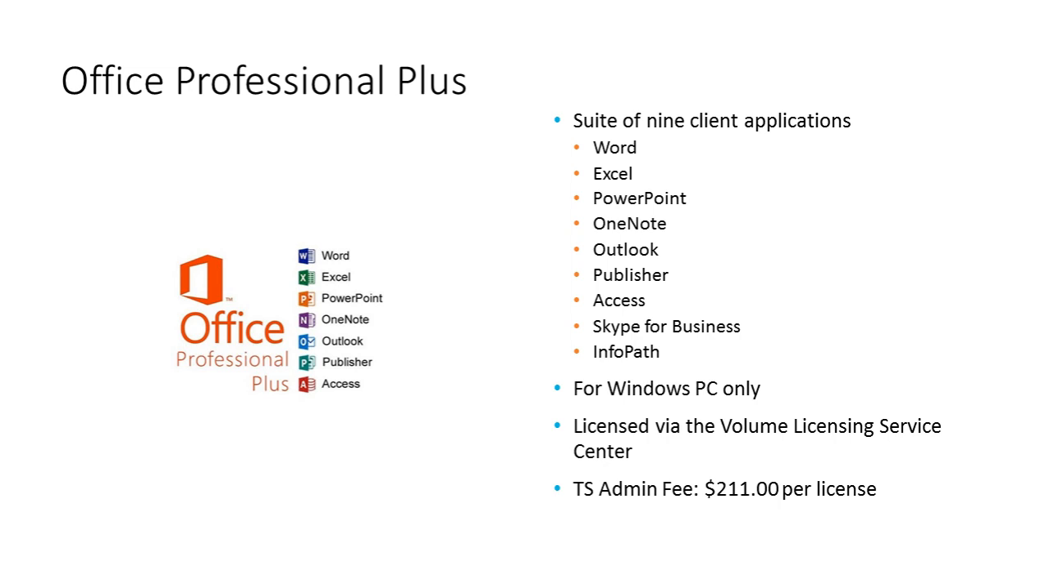The Office Professional Plus has exactly the same applications as the Office Standard, with the addition of 2 different applications: Skype for Business and InfoPath. And these licenses are only for Windows PC, and it's not available for Office for Mac. These are licensed via the Volume Licensing Service Center, and they are at a cost of $211 per license.